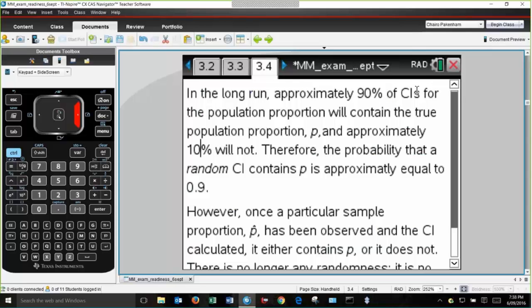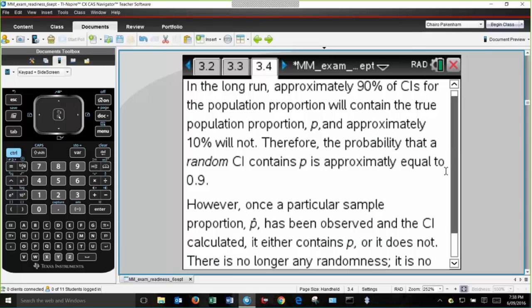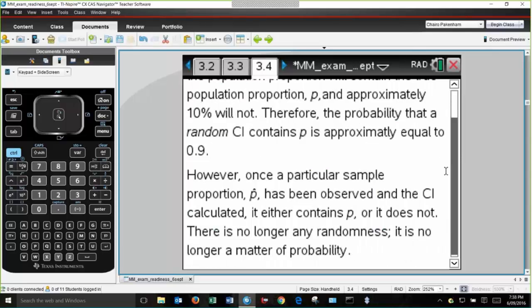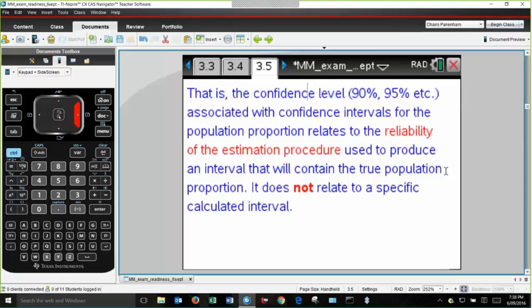However, in terms of interpreting confidence intervals, students need to be aware that once a confidence interval has been calculated, it either contains P or it doesn't. It's no longer a matter of probability. Okay, so that's in terms of understanding. That was a pretty easy question. You didn't have to know very much in order to get the right answer, but I think it is important that students understand what they are doing when they're calculating confidence intervals. They're actually looking at the reliability of the estimation procedure.